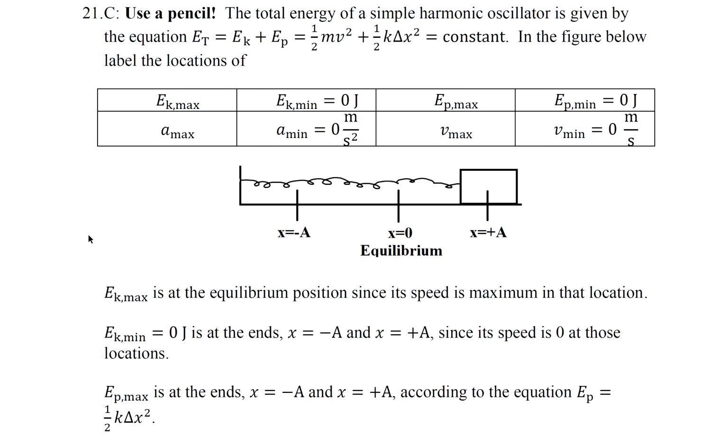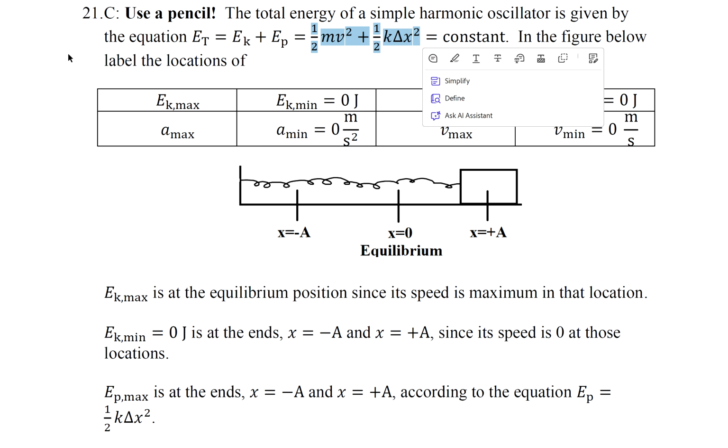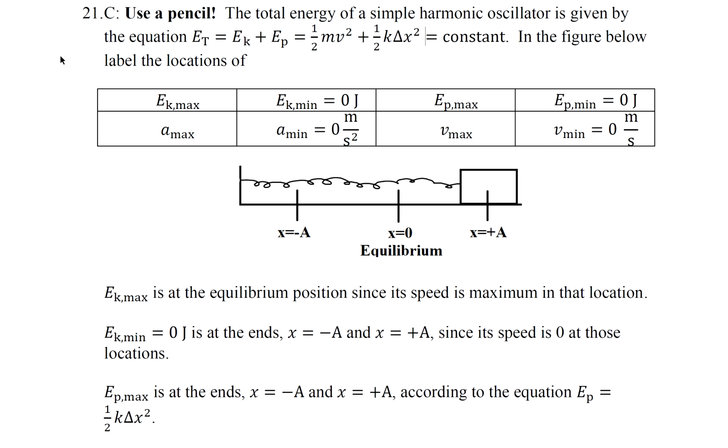Question 21. The total energy of a simple harmonic oscillator is given by the equation E total equals E kinetic plus E potential equals 1/2 mv squared plus 1/2 k delta x squared equals a constant. In the figure below, label the locations of all of this. So you have this image. You have an object starting from the equilibrium position, it's not moving. You stretch it to x equals plus A and you release it. This object oscillates between plus A and minus A forever.